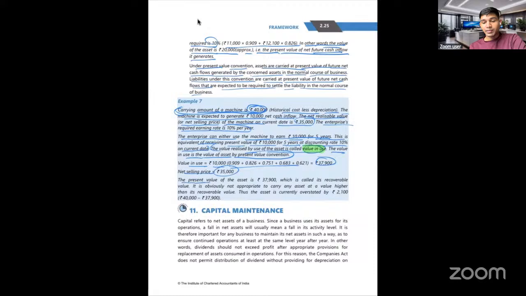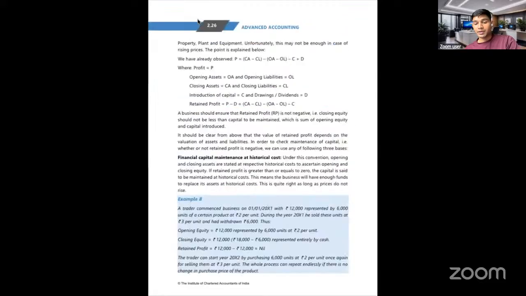Then the present value of the asset is equal to 37,900, which is called the recoverable value, and it is obviously not appropriate to carry any asset at a value higher than the recoverable value. Thus, the asset is currently overstated by rupees 2,100, that is 40,000 minus 37,900.